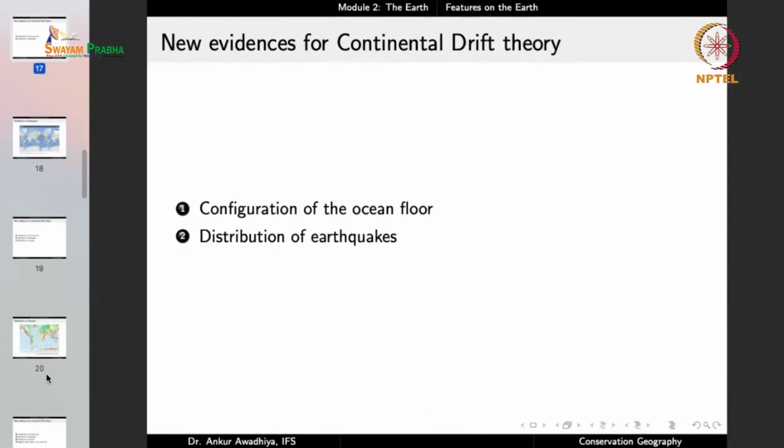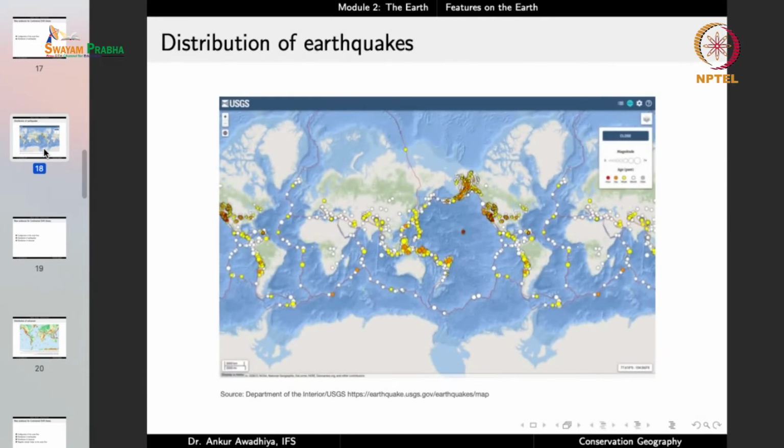Next, we also came to know about the distribution of earthquakes. So if you plot the earthquakes, this is how it looks like. Now the important thing here is that we also get a number of earthquakes here on the Mid-Atlantic Ridge as well. This purple line is the Mid-Atlantic Ridge, and we can find that there are earthquakes right here, which means that these ridges or these landforms are not a stationary thing. They are moving, they are dynamic things. There is something that is going on there.